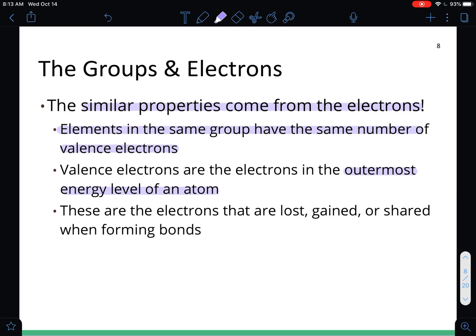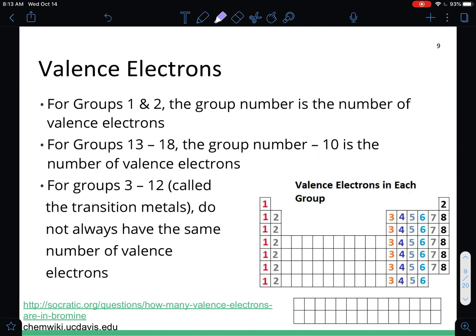So if elements have the same number of valence electrons, they are going to be bonding in the same fashion. And that is how they have similar properties when they're in the same group. Okay. All right, now the number of valence electrons that different groups have. If the element is in the S or the P block, the number of valence electrons will be equal to the group, other than helium, because helium is a special case.